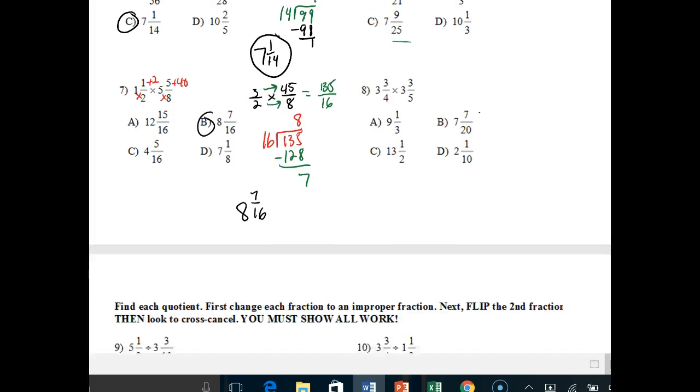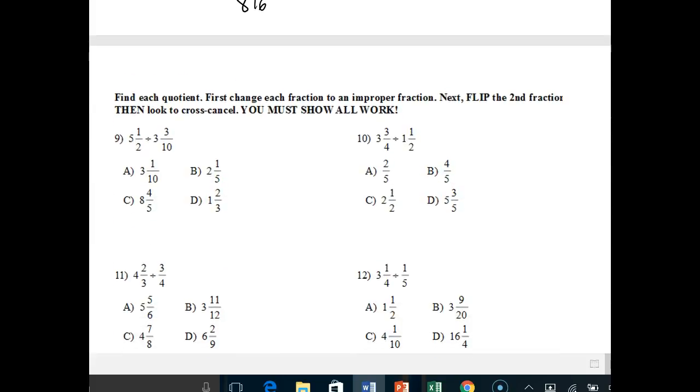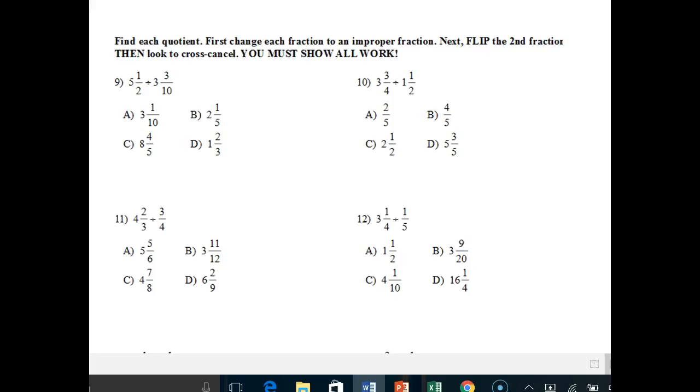Use your multiplication chart. Back side, it says find each quotient, first change the fraction to an improper fraction, next flip the second fraction, then look to cross cancel. So remember that important step of flipping the second fraction. So first we'll start off 5 times 2, which is 10, and 3 times 10, which is 30. So our first fractions are 11 over 2 divided by still 33 over 10.